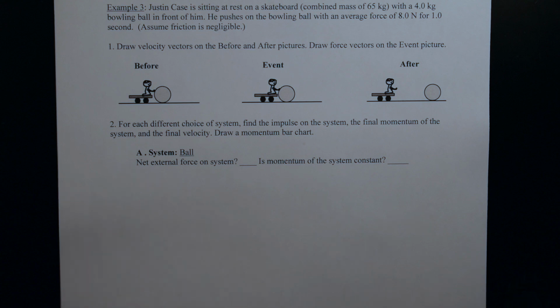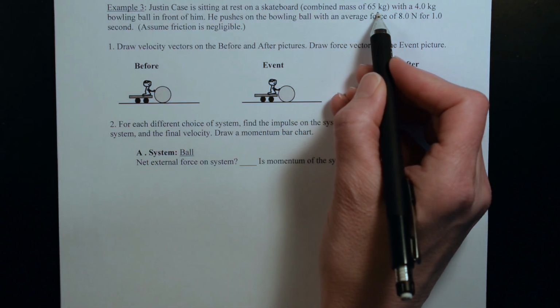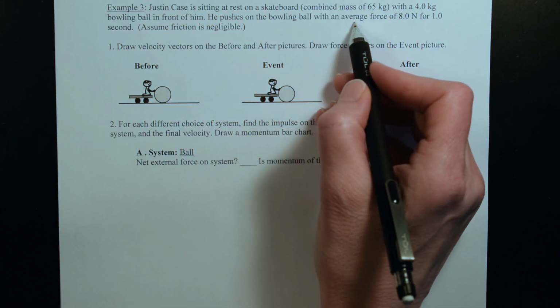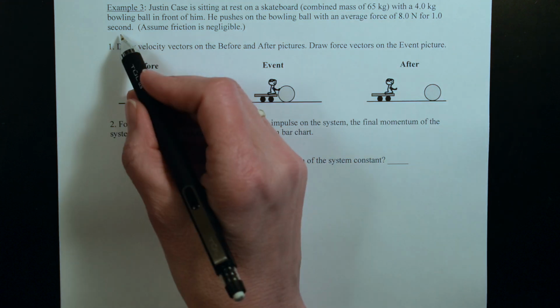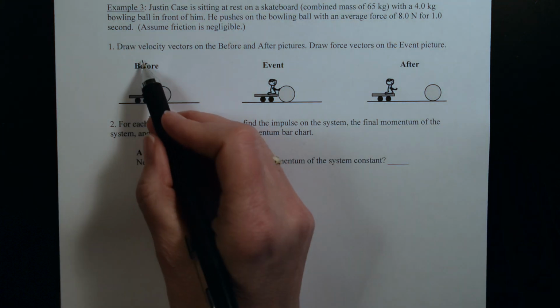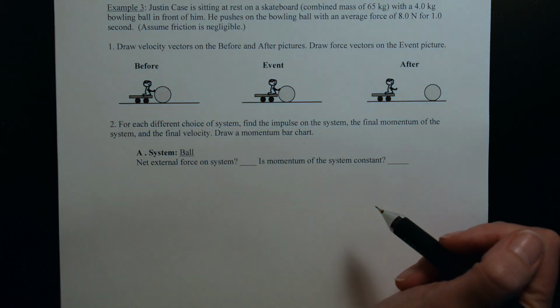Let's apply what we've learned to an example. Example 3, Justin Case is sitting at rest on a skateboard. Combined mass of Justin and the skateboard is 65 kilograms with a 4 kilogram bowling ball in front of him. He pushes on the bowling ball with an average force of 8 newtons for 1 second. Assume friction is negligible. Draw velocity vectors on the before and after pictures. Draw force vectors on the event picture.